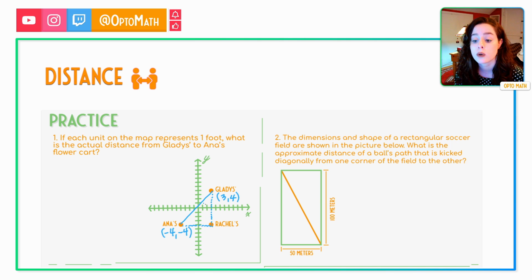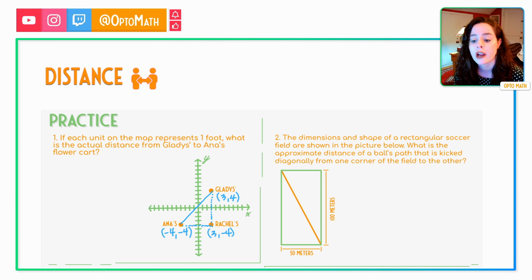Okay, so let's look at Rachel's. It should be the x value of this one and the y value of this one. So it should be 3, negative 4. Let's count it just to be sure. 3, negative 4. Looks good.